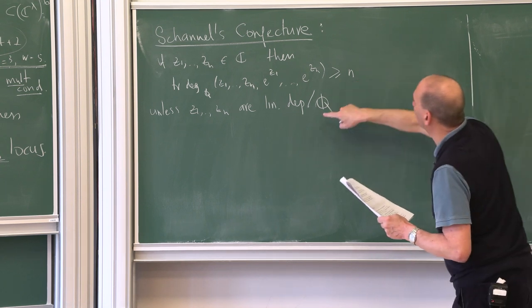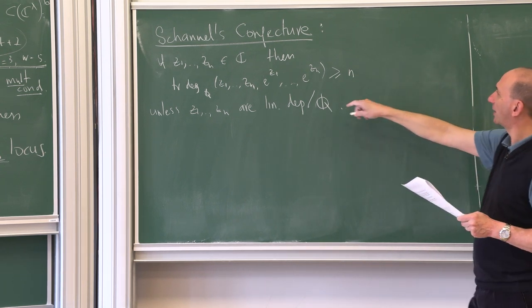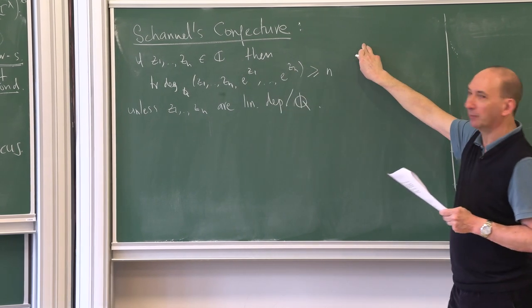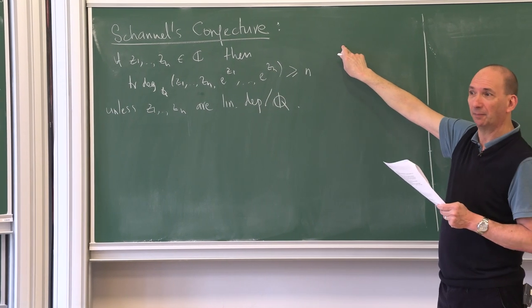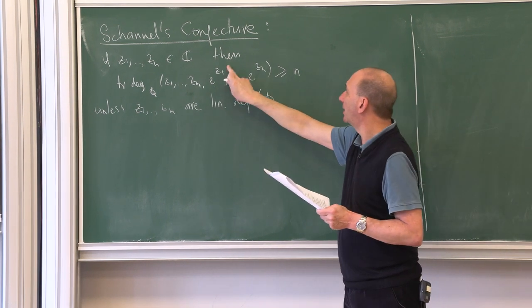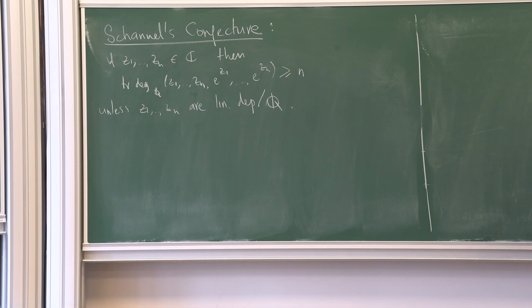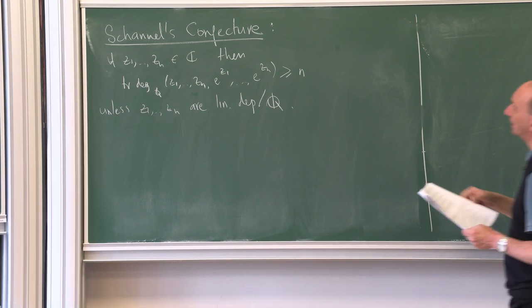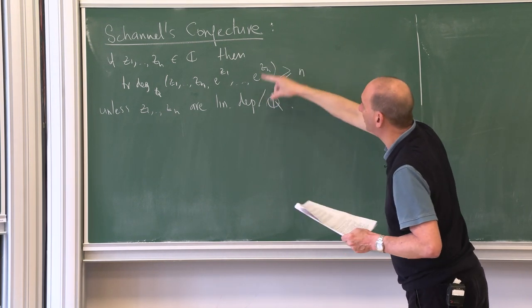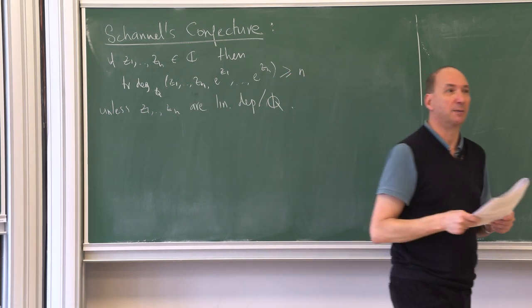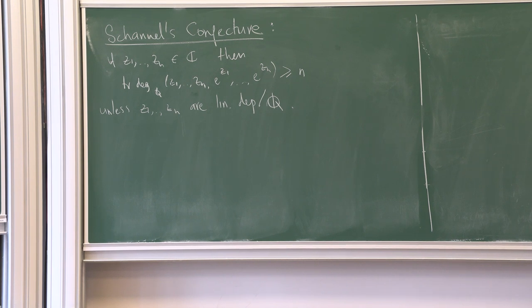So this is a very open conjecture. On the one side, if the z's are algebraic numbers, then you get the Lindemann-Weierstrass theorem, which is a theorem. But if you take the e to the z's to be algebraic numbers and the z's to be logarithms, then you get a very open problem where the best thing known is Baker's theorem, that the z's are linearly independent over Q-bar, unless you have that condition.